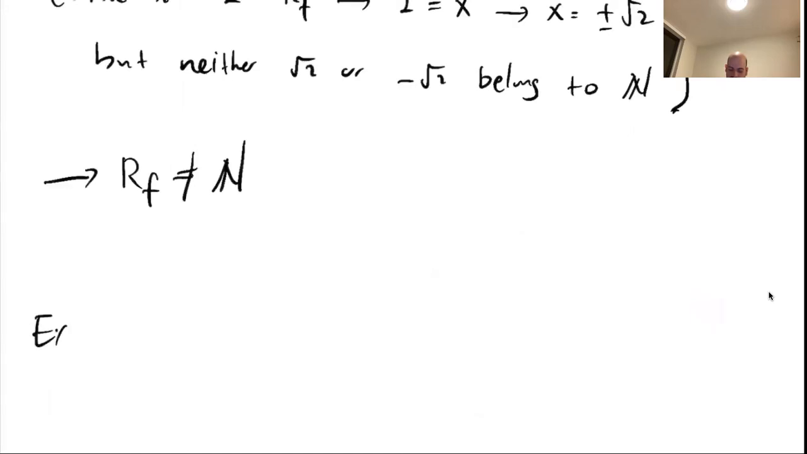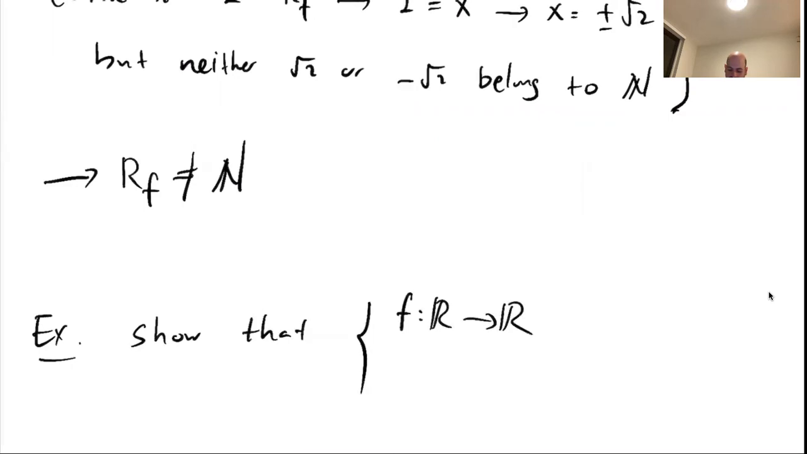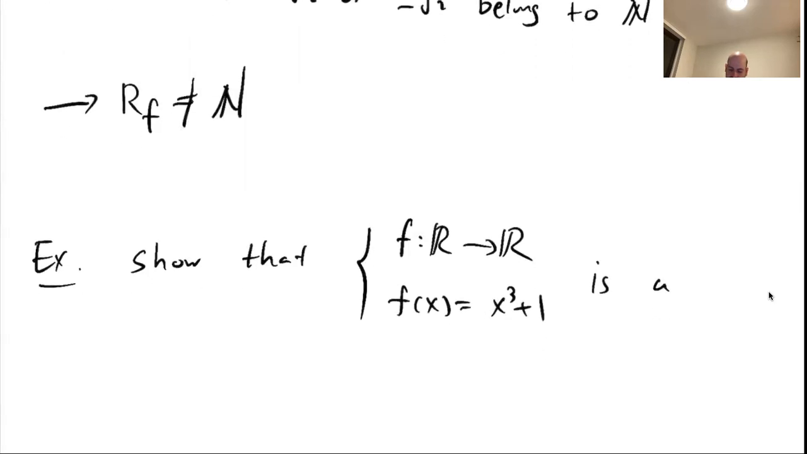This is another example. Show that, let's say, f from R to R, f of x equals x cubed plus 1, is a bijection.